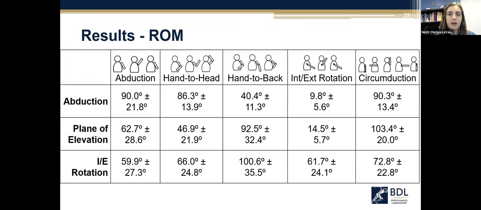Ranges of motion for abduction, plane of elevation, and internal external rotation can be seen on this table for all 5 motions. We found similar ranges of abduction motion during the abduction, hand to head, and circumduction motions, all with about 90 degrees of abduction range of motion. The plane of elevation was highest in the hand to back motion and circumduction, with about 92 and 103 degrees of motion on average. And finally, internal external rotation range of motion was highest during the hand to back motion.